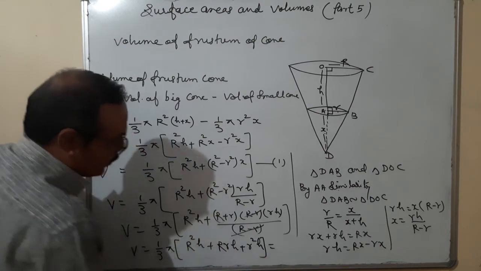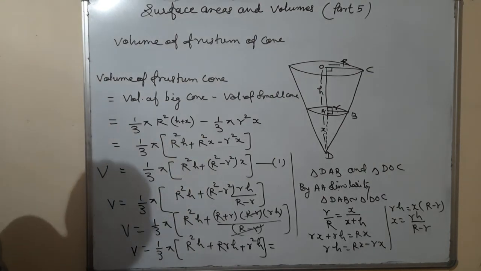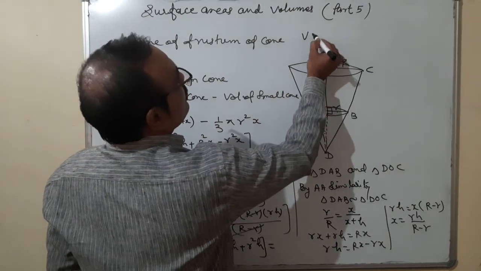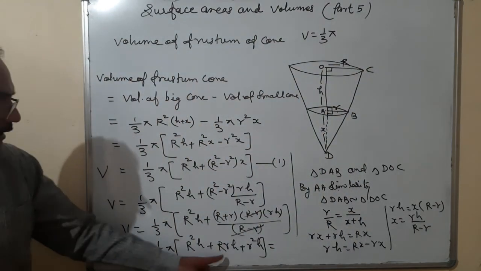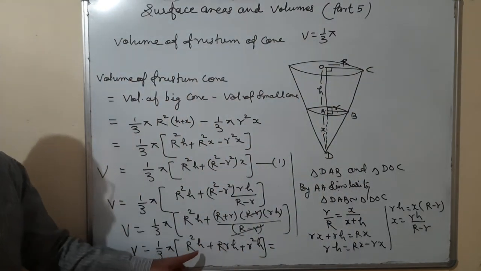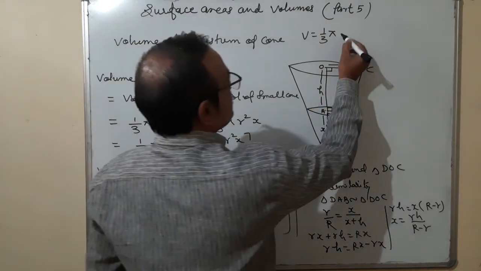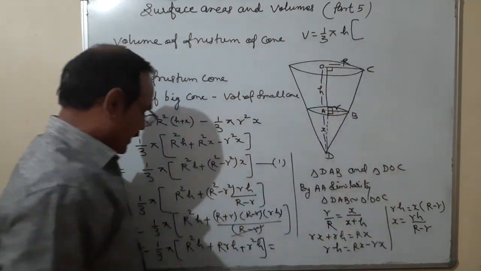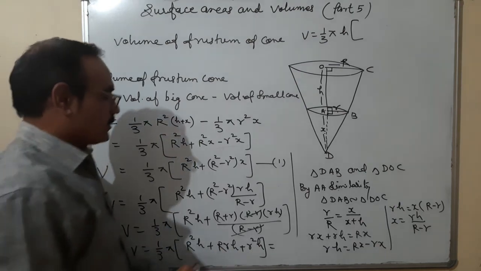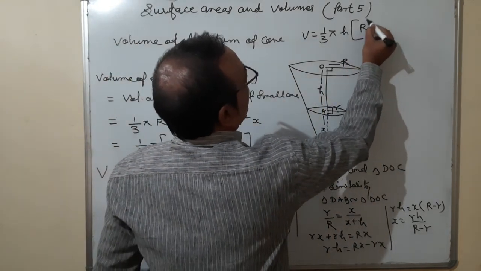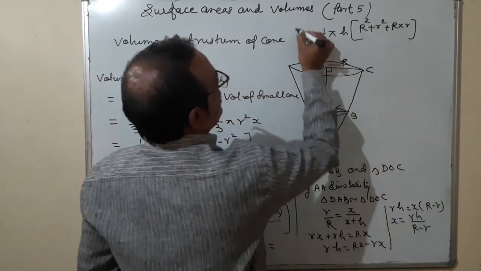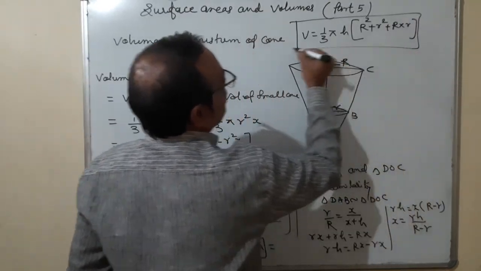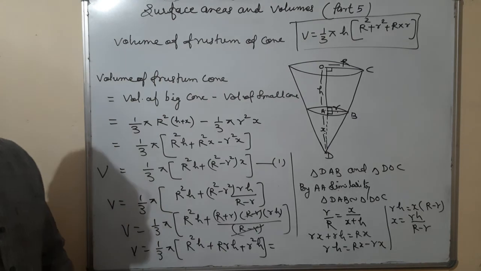Okay. Now what happened? V is equal to 1 upon 3 pi. From these three terms, you can see that h is coming common from all, small h. So this h is common. Remaining terms: R square plus r square plus R into r. What is this? This is the volume of frustum of cone.